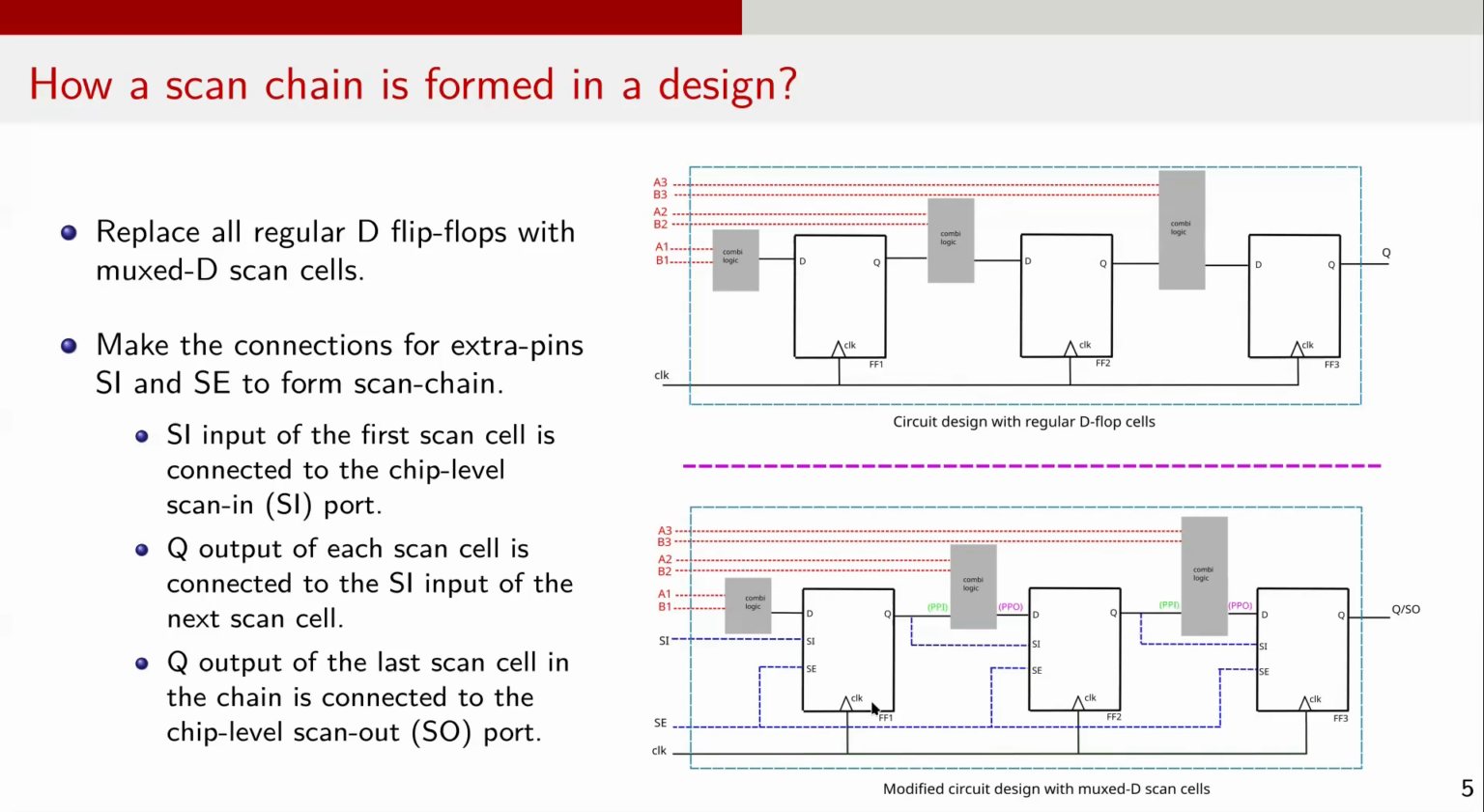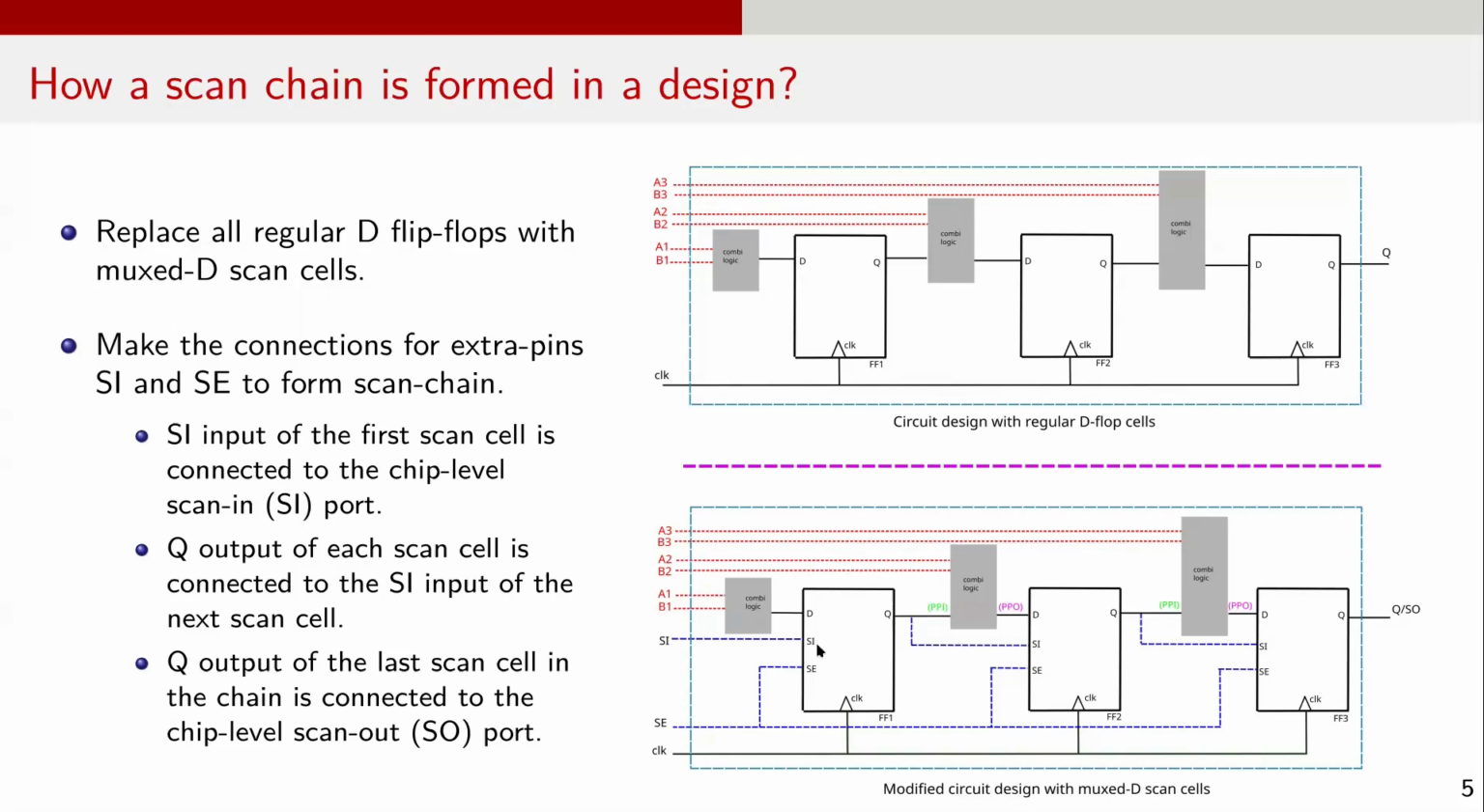Let's go through the design updates that are made here compared to the original design. The first modification is to replace all regular D flip-flops with the Mux-D scan cells. For the pin connections, the D, Q, and CLK pin connections of the scan cell remain unchanged. They are the same as the regular D flip-flop. Now let's see the connections for the new pins.